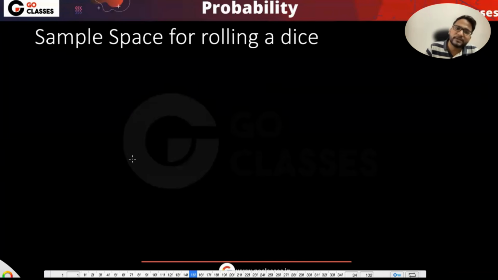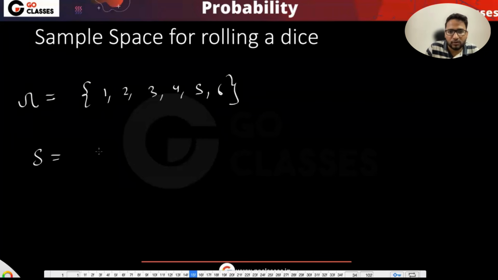What is the sample space for rolling a dice? If you're rolling a dice, then a sample space could be 1, 2, 3, 4, 5, 6. Generally we represent this by omega, or some people represent it with S also. Whatever you like, that is fine. Sometimes we can represent it by S, because S is just a sample space, and omega is also one of the notations that people use.